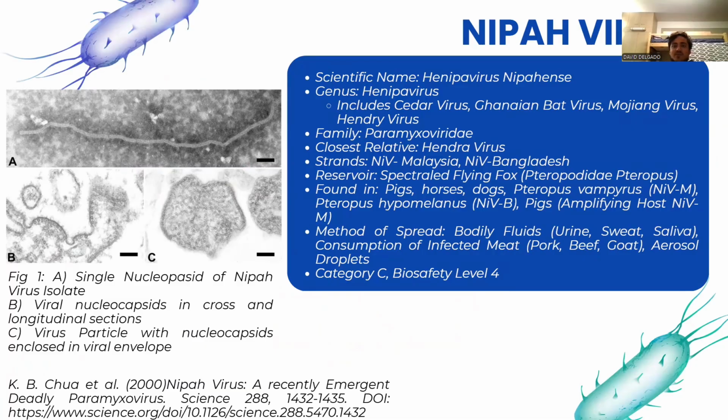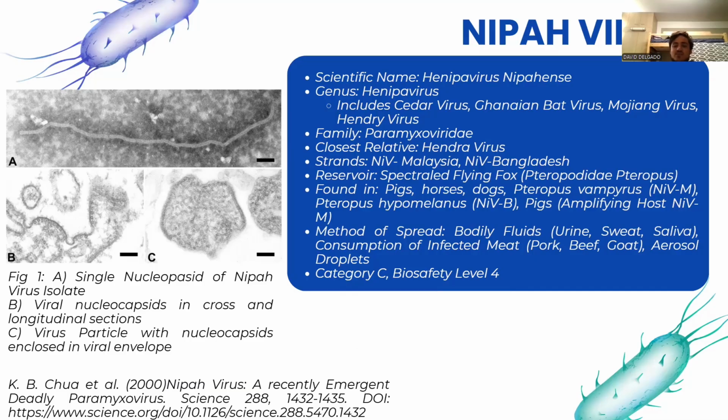So, some base facts about Nipah virus. It has a 40 to 80% fatality rate. It's a negative single-stranded RNA virus that's non-segmented. The scientific name for it is Henipavirus, hence the genus is Henipavirus, and there's a list of a few viruses that are also included in that genus. The family is Paramyxoviridae, with its closest relative being Hendra. There are two main strains of Nipah virus, NiV Malaysia and NiV Bangladesh, which I will go into more detail on the next slide.